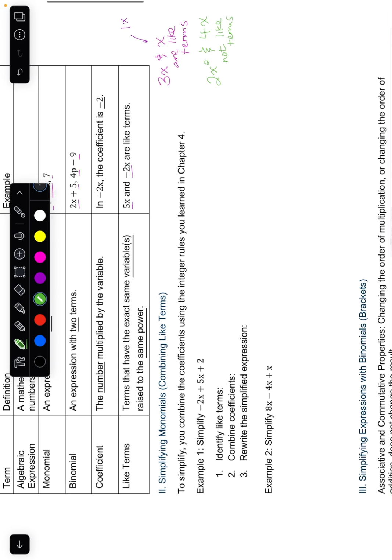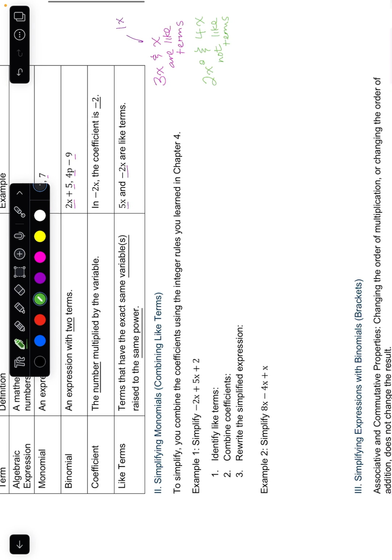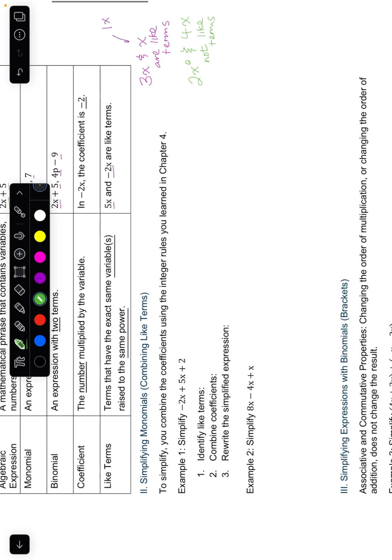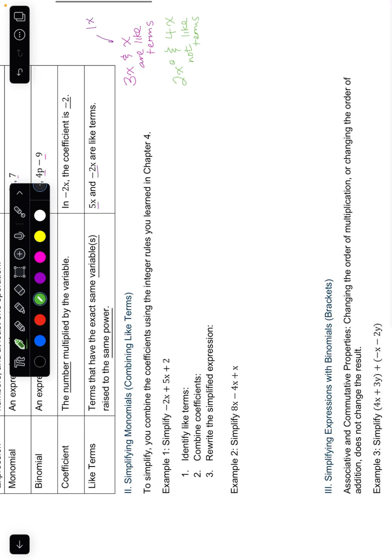All right, let's get into a few examples. So it says to simplify, we must combine like terms. Okay, to simplify, you combine the coefficients using the integer rules you learned in chapter 4. So let's take a look.